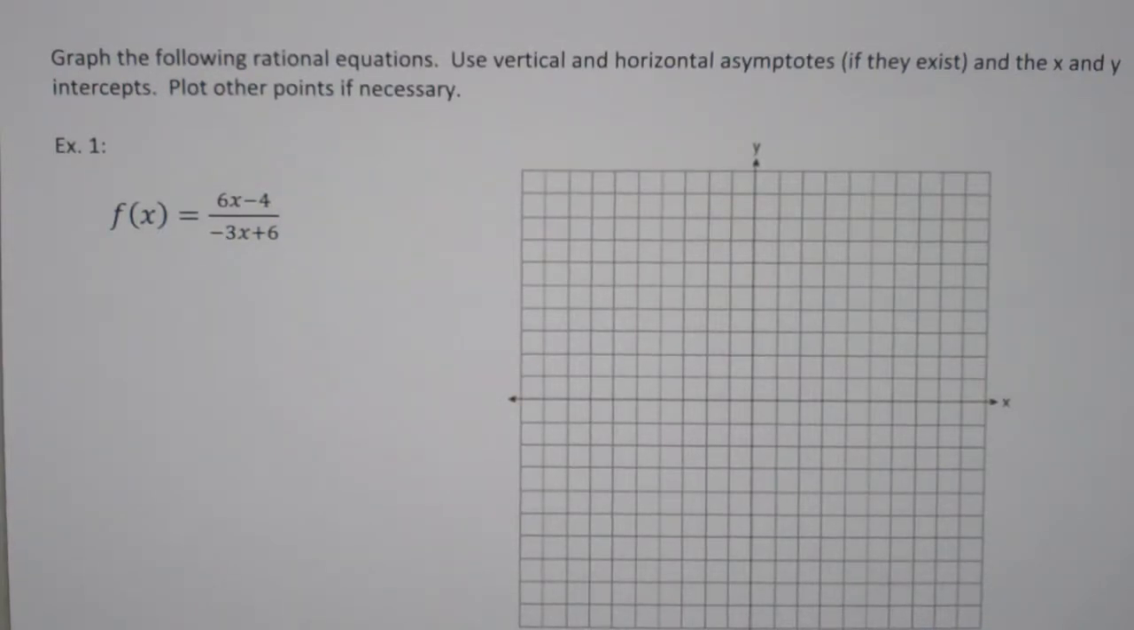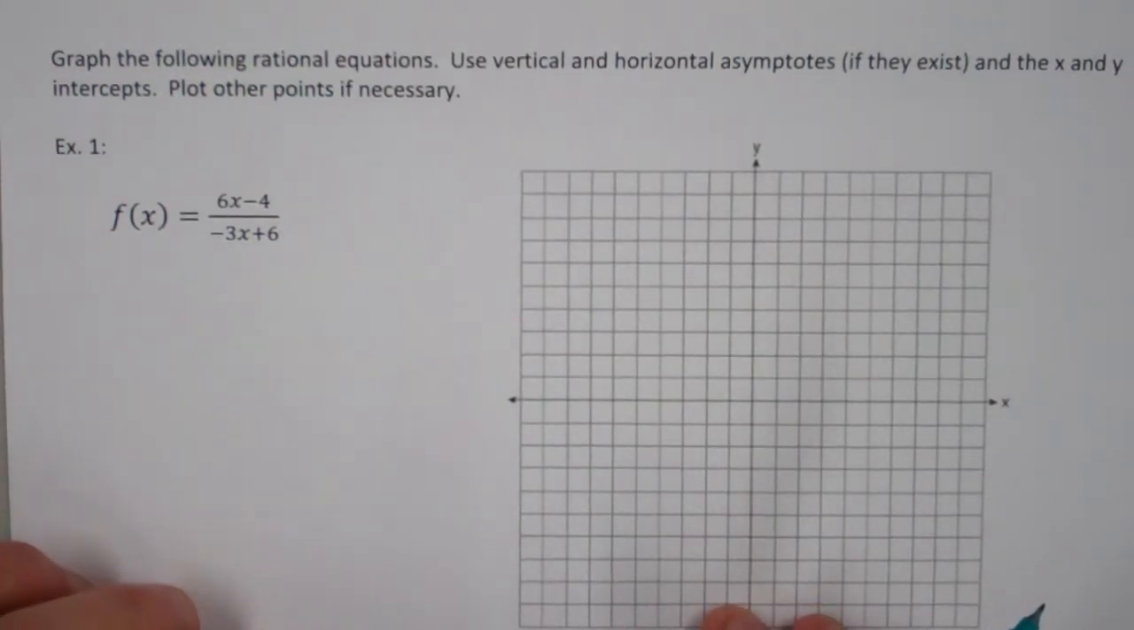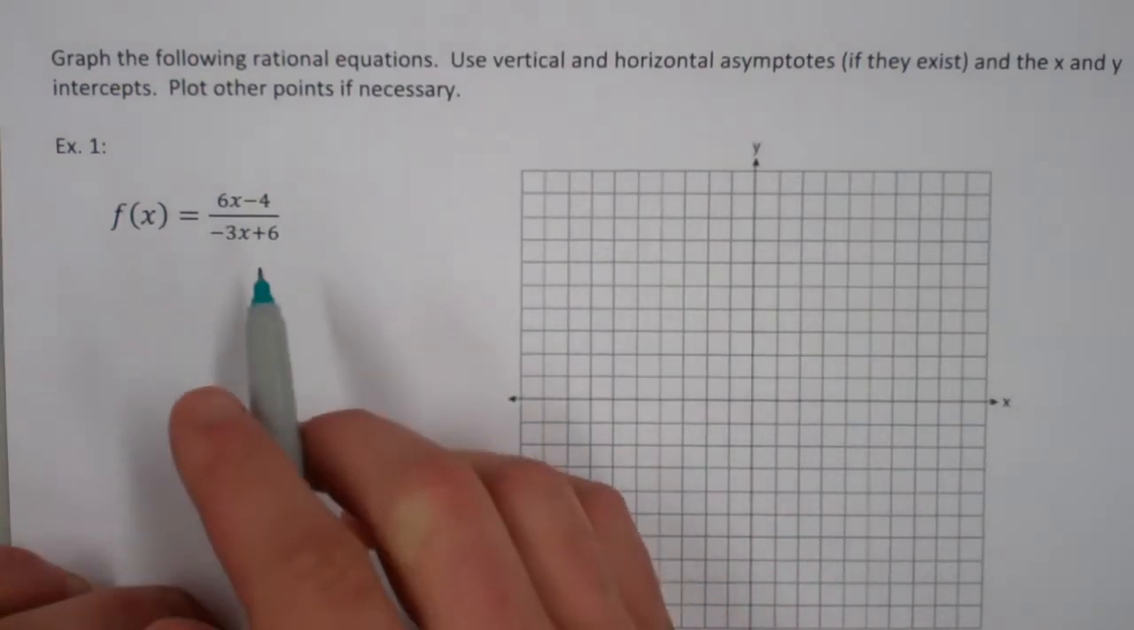In this example, we're going to graph the rational equation. We're going to use vertical and horizontal asymptotes, if they exist, and then the x and y intercepts. Sometimes we might need to plot some other points just to get a better shape of the graph. So let's talk about the vertical asymptotes and then any holes that might exist for this rational equation.